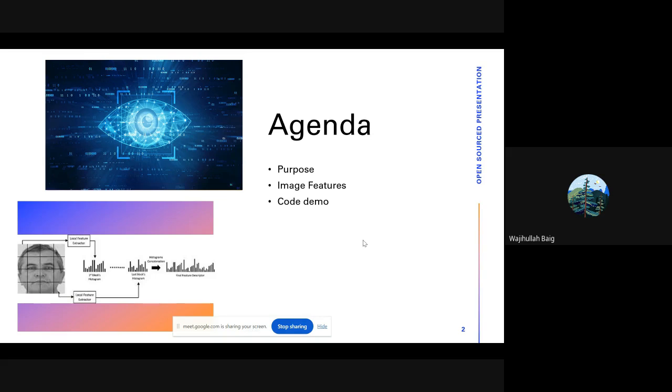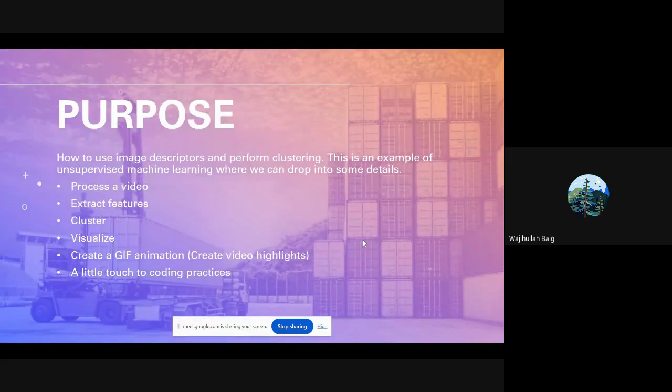So the agenda is what I spoke about, the purpose. Then we are going to look into the image features, not very deep, but I'll tell you what we're actually looking at. And then there's a code demo as well. So how do we do all of this? We process a video using OpenCV. Obviously, there is a sample video that we're going to process.